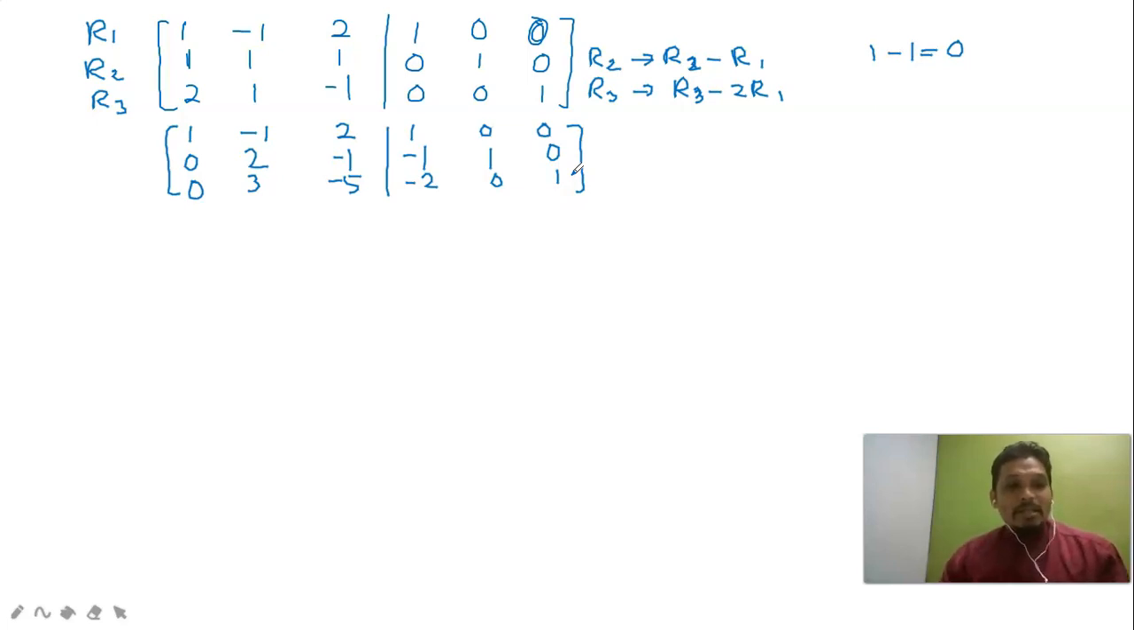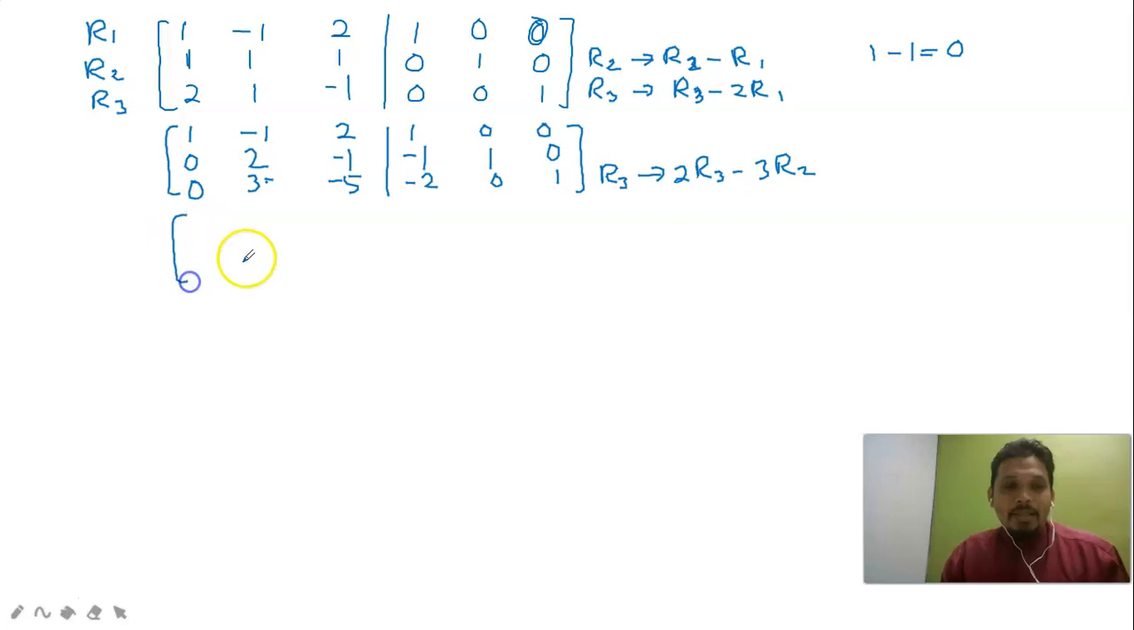Okay, so the next is this number 3. I'm not going to compare this 3 with this negative 1, even though we can make it 0 between the 3 and negative 1. If I do so, I'm going to change this 0 by adding or subtracting something that will turn it into a non-zero. So avoid that. The best thing we can do here now is compare this 3 with the 2 in row number 2 here. So the new R3 is 2R3 minus 3R2.